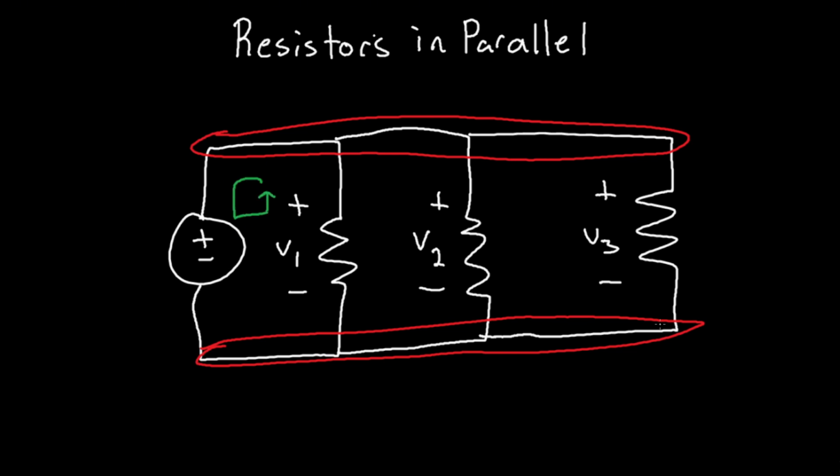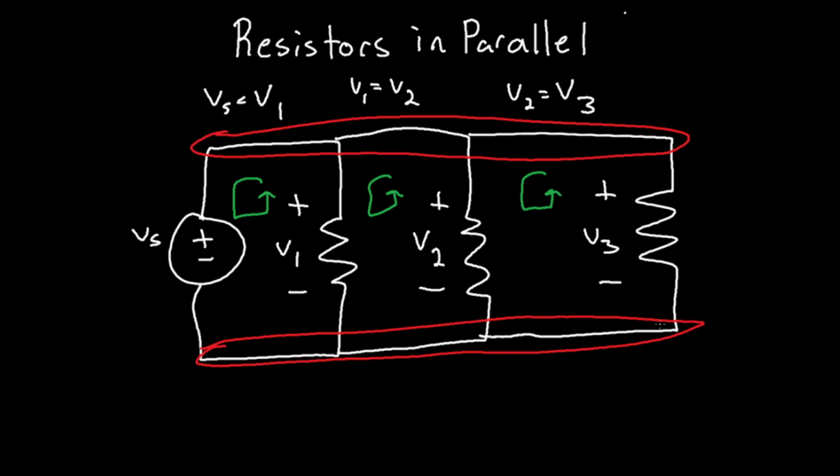Basically, if you do KVL in all of these loops, let's call this VS. VS will be equal to V1 if you KVL around this loop. If you KVL around this loop and around this loop, V1 will be equal to V2 and V2 will be equal to V3. So all of the voltages in resistors in parallel are the same. Now the currents, they aren't.